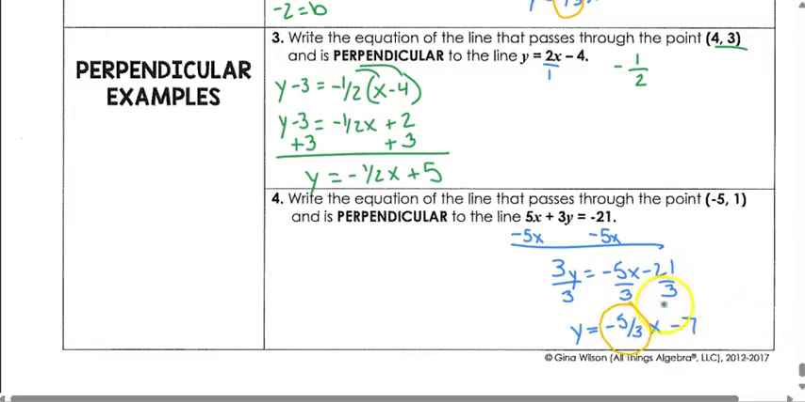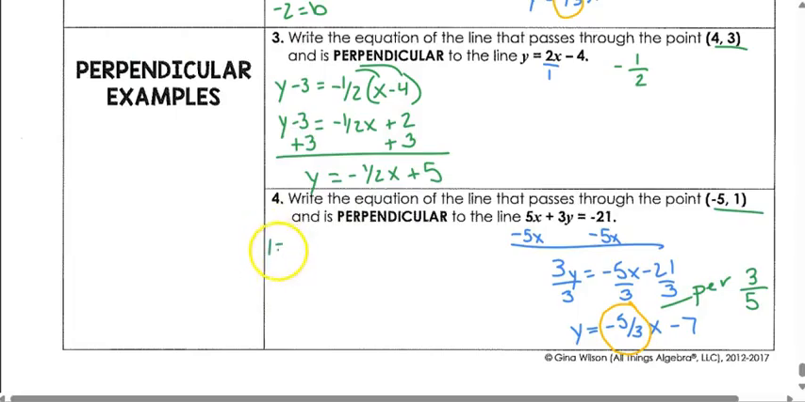The slope of the perpendicular line is going to be the opposite sign, so it's going to be positive, and I'm going to switch these two numbers. So my perpendicular line is going to have a slope of 3/5. And then we'll use this ordered pair again. I'll do this one with slope-intercept form.